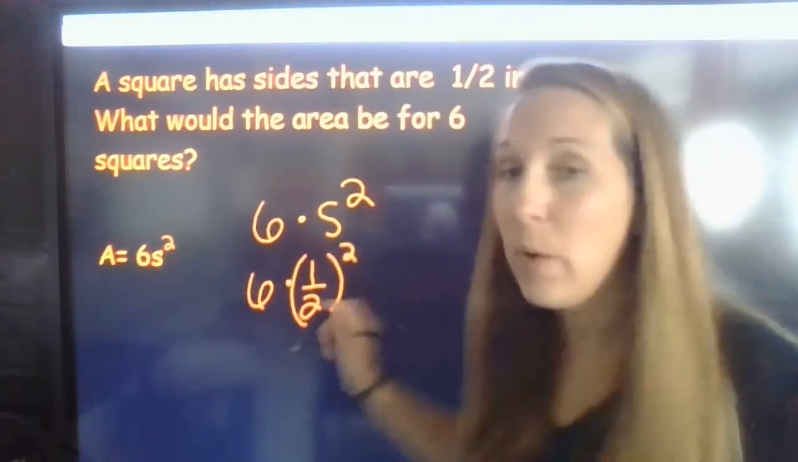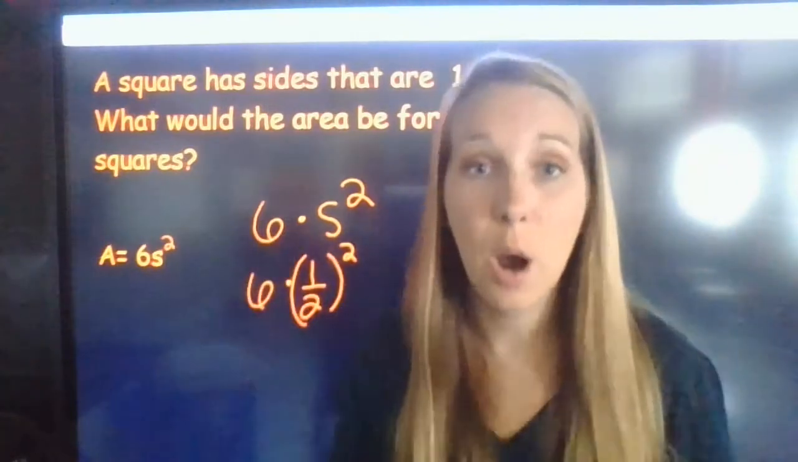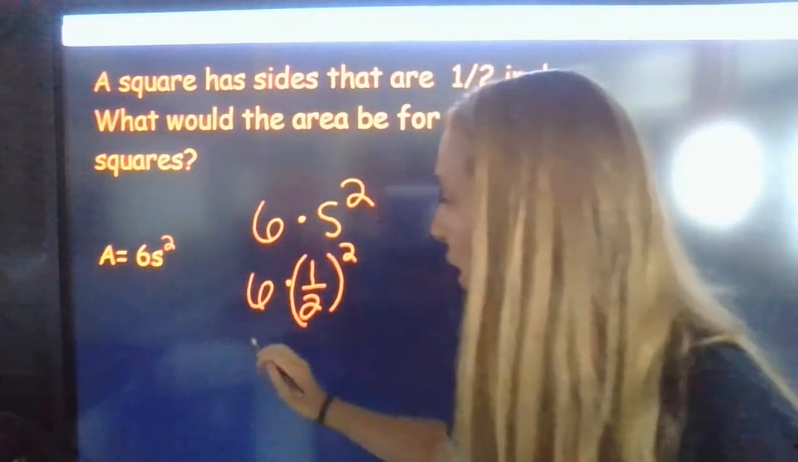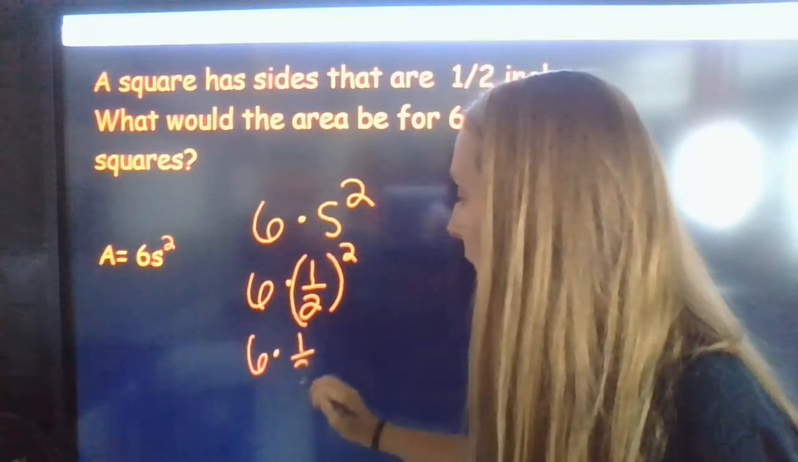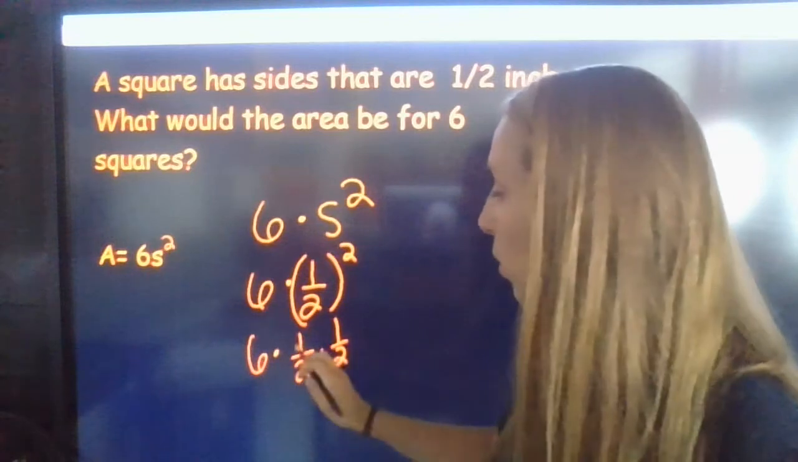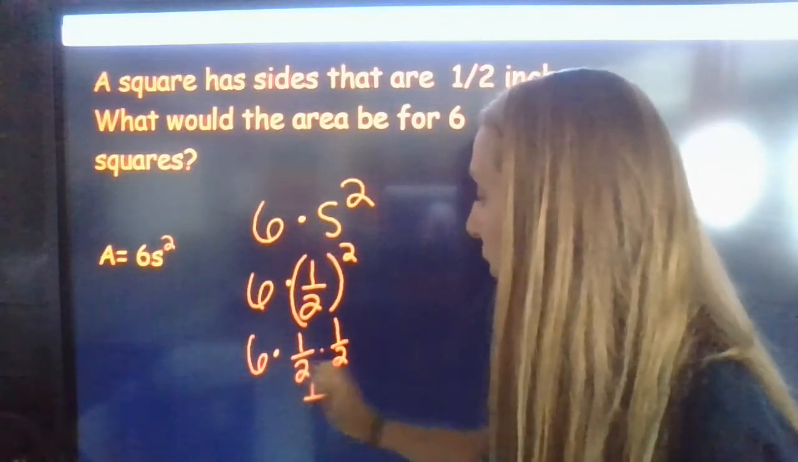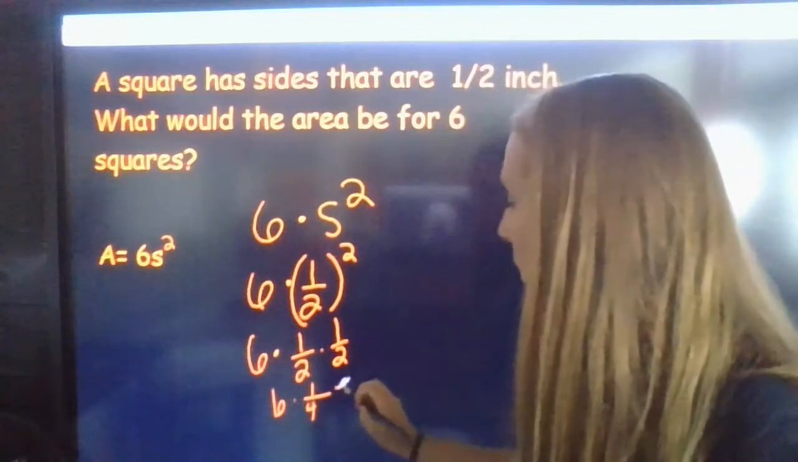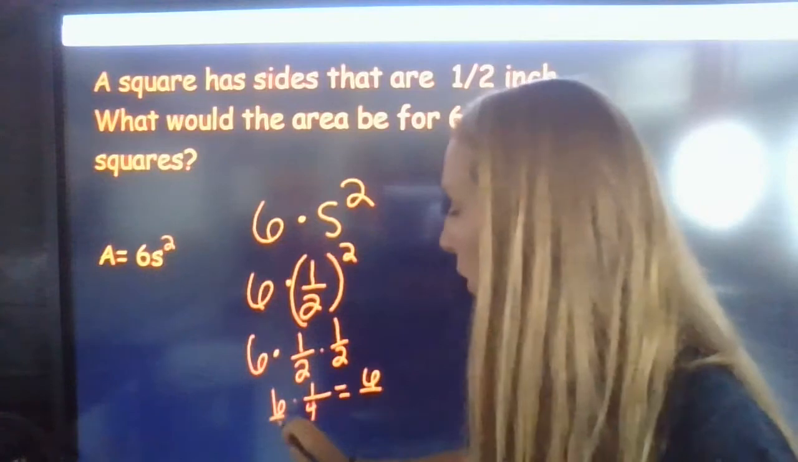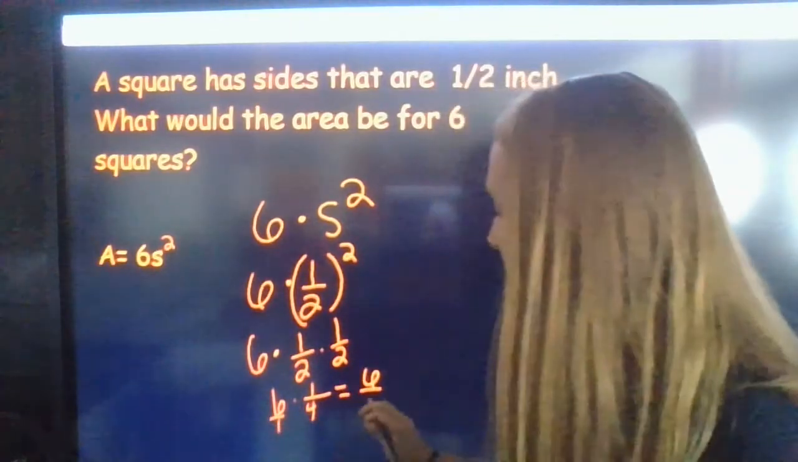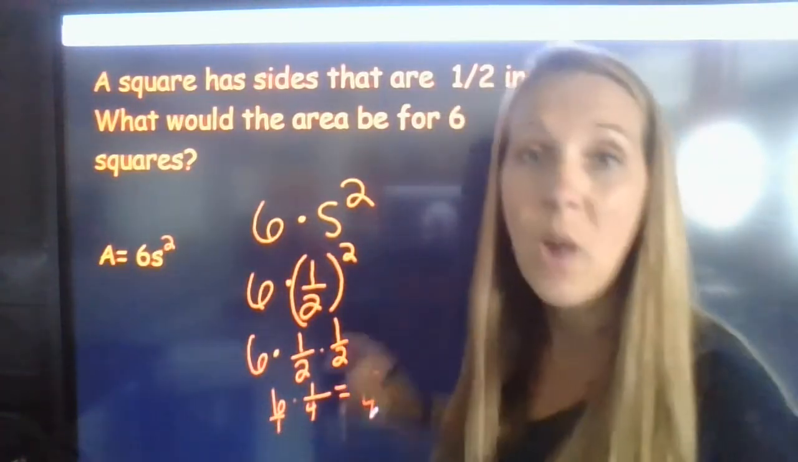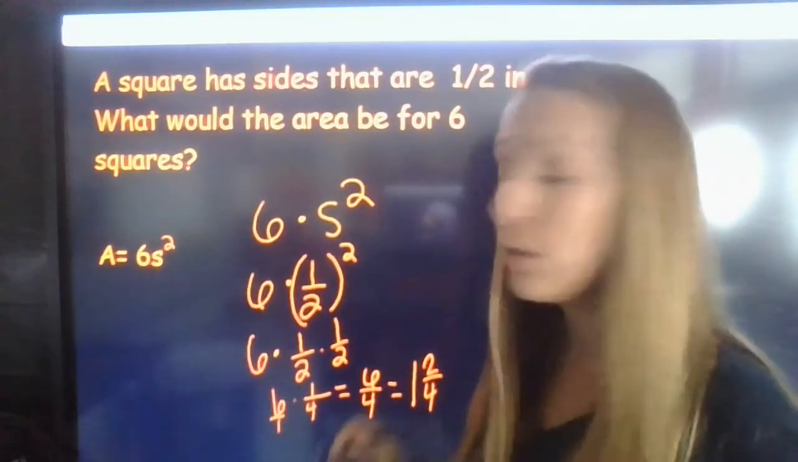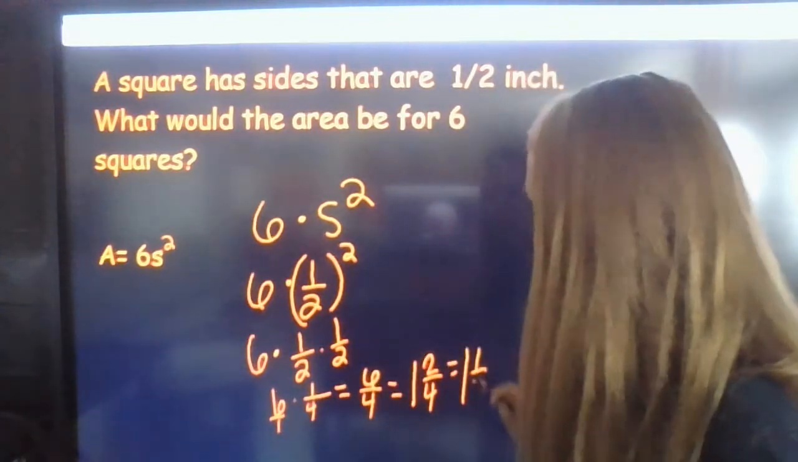Make sure you have that parentheses because you're squaring the whole 1/2, not just the numerator 1. So we have 6 times 1/2 times 1/2. So 1 times 1 is 1, and 2 times 2 is 4. So then we have 6 times 1/4. So 6 times 1, straight across, is 6. You can put a 1 under the 6 if you would like. Then we have 1 times 4, which is 4. 4 will go into 6 one whole time with 2/4 left, which can also reduce to 1/2.